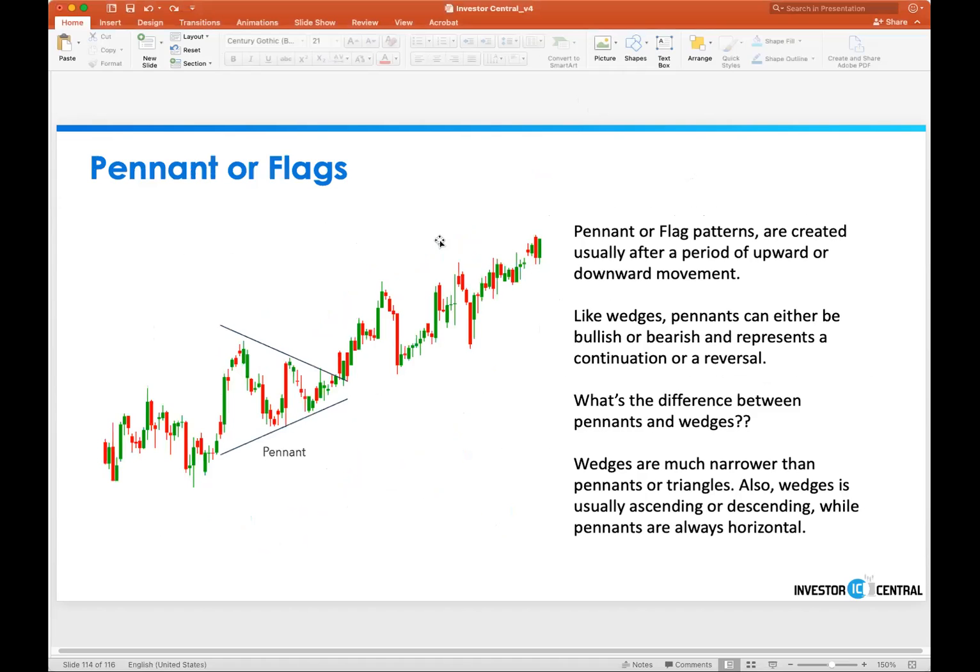And going on to the next pattern, so pennants or flags. So this particular one is popular, very easy to pinpoint as well. The main difference, I guess, is for pennants, right? It's a nice sideways movement, and it's really large, right? For wedges, it was very, very slim. Okay. That's the main difference.